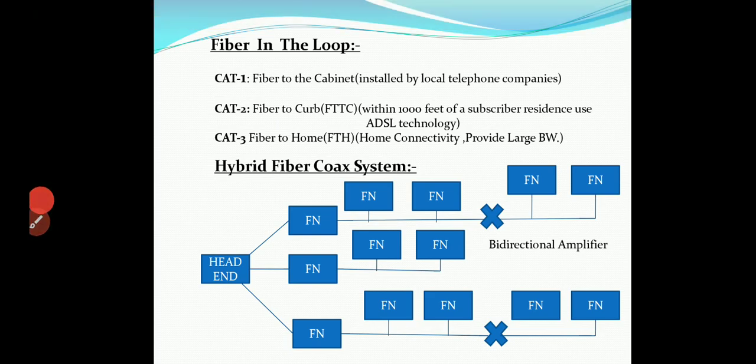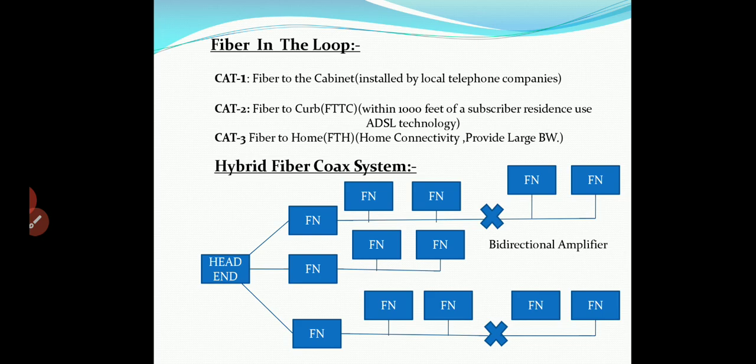Next is fiber in loop. Fiber in loop is a system implementation or upgrading of a portion of the local loop with fiber optical technology from the central office of a telephone area to a remote location. Means we are advancing our transmission media by replacing it with optical fiber.